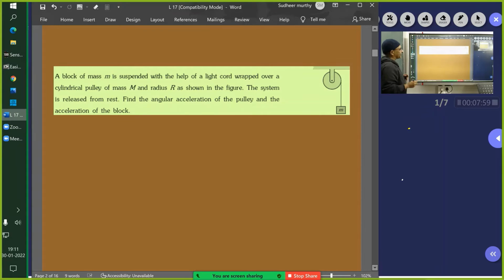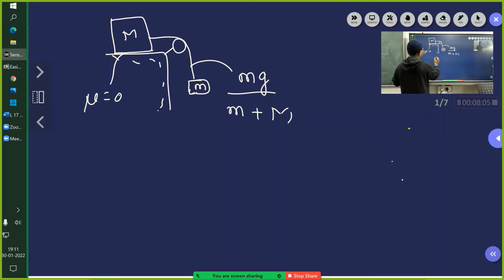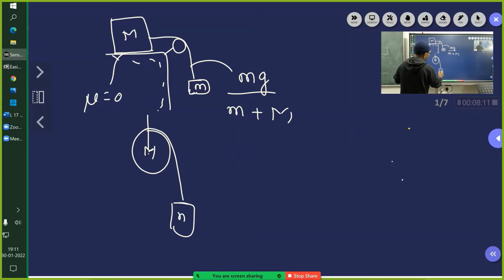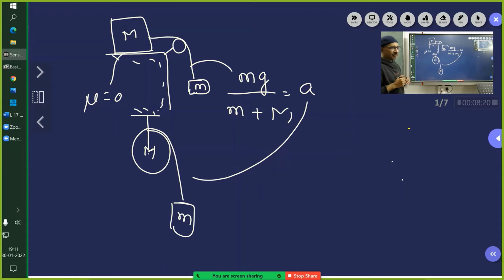But now in this case, instead of that block, we have got a disc of the same mass. Only thing is it is rotating. Correct, no? So therefore, the acceleration of this is this. So this acceleration also must be the same. Correct, no? No, sir. Why?